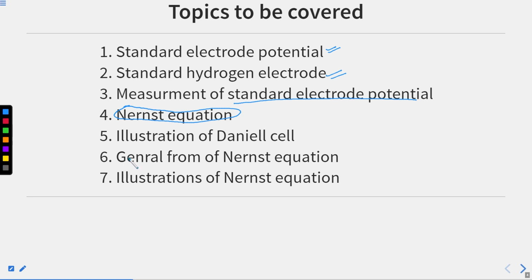Then we will see how we can apply this Nernst equation and find out the E cell using an illustration in which I am using the Daniel cell as our illustration subject. After that, we will arrive at a general form of Nernst equation which can be used in any cell, and then we can see how this general form is applied upon various types of cells. So let us start our today's class.